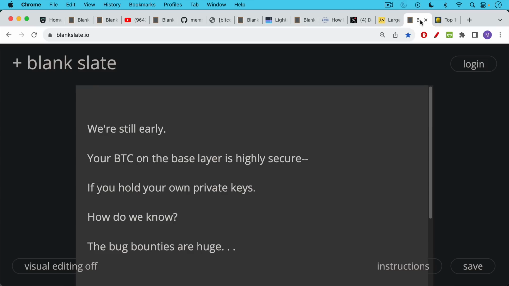Now's a good time to remind everyone that we are still very early. It's a bit of a cliche, but Bitcoin and our involvement with it and its ultimate development is still quite early. Your Bitcoin on the base layer in your hardware wallet, where your private keys are stored, your Bitcoin that is locked in on the base layer is still highly, highly secure if you hold your own private keys, not if you leave your Bitcoin on Coinbase or Kraken or Binance or something like this. How do we know that your Bitcoin on the base layer is still highly secure in spite of possible problems with the Lightning Network? Again, the bug bounties are absolutely huge.